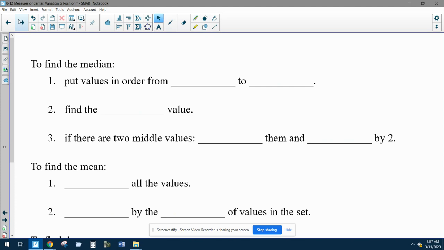All right, so to find the median, the important step, number 1, is we have to put these values in order from least to greatest. You have to put the values in order. Otherwise, it's not going to give you the true median. You can't just use them in any order. So put the values in order from least to greatest, or smallest to largest, however you want to think of that. Okay? Smallest to largest, least to greatest.